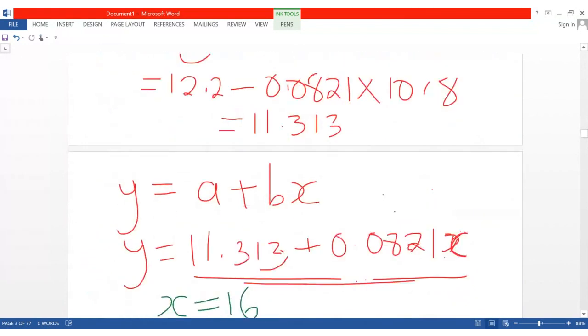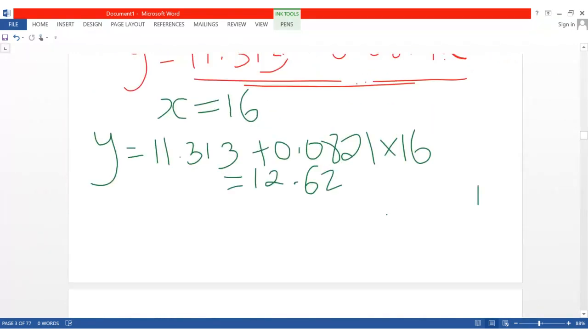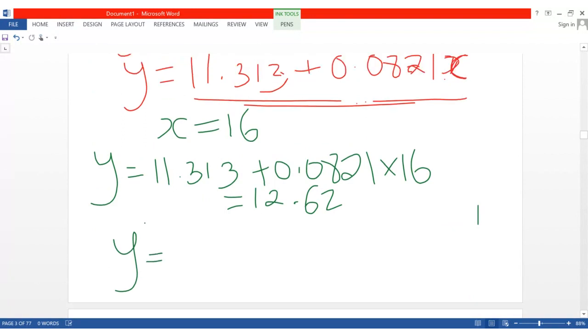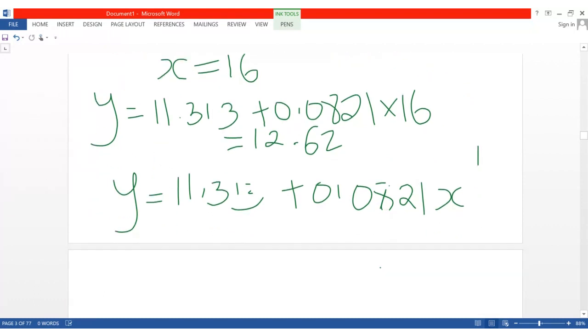So again, I'll use the regression equation. The regression equation is given by this one: y is equal to 11.313 plus 0.0821x. So this one is a matter of just solving. We have been given the value of y. If y is equal to 9, can we get the value of x?